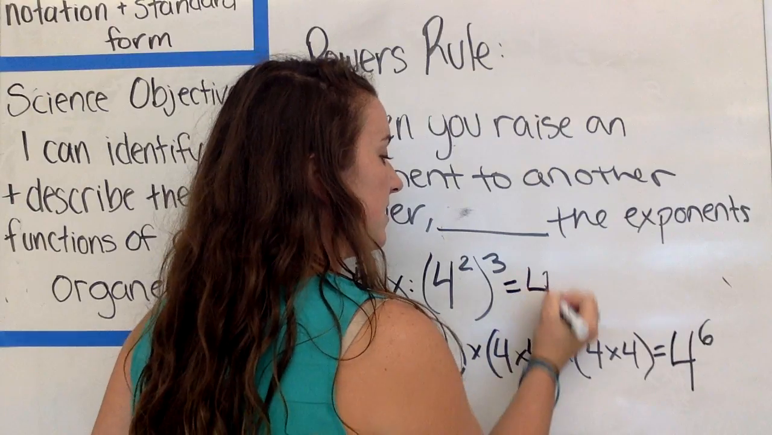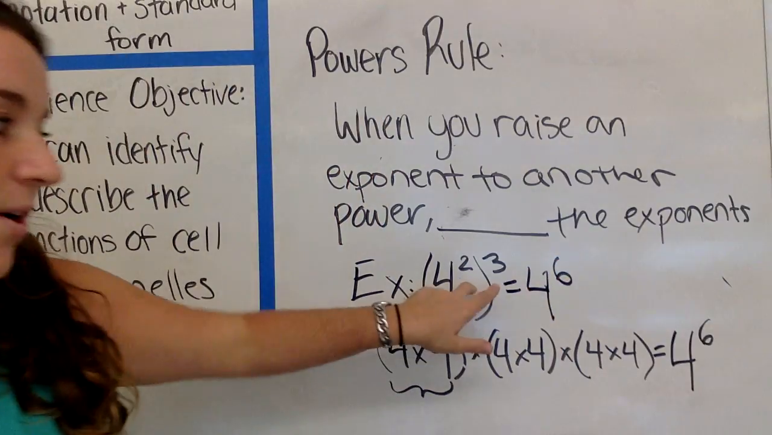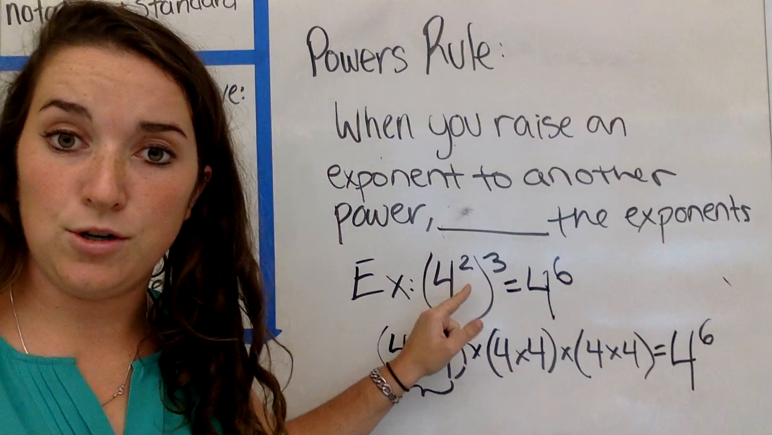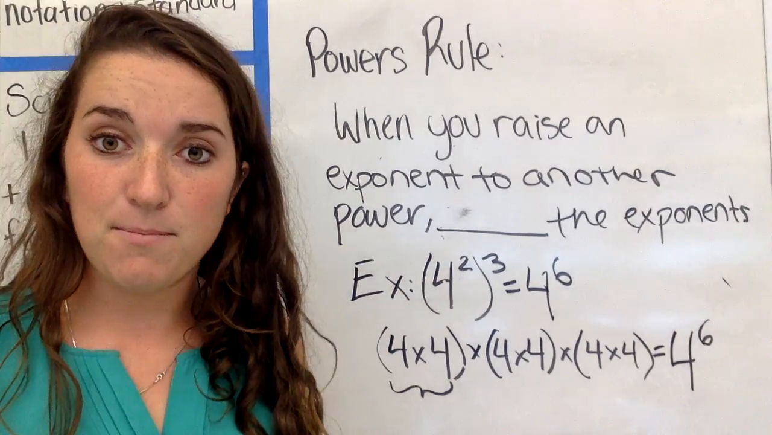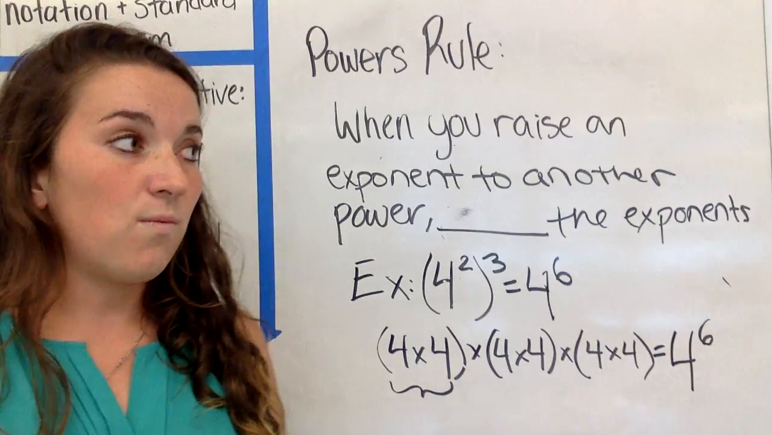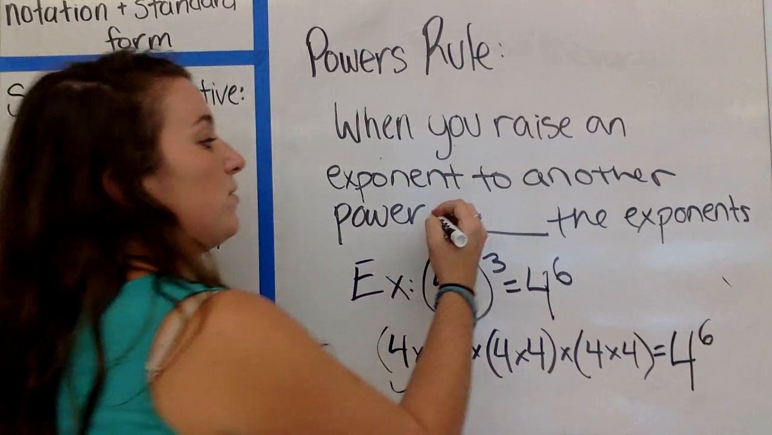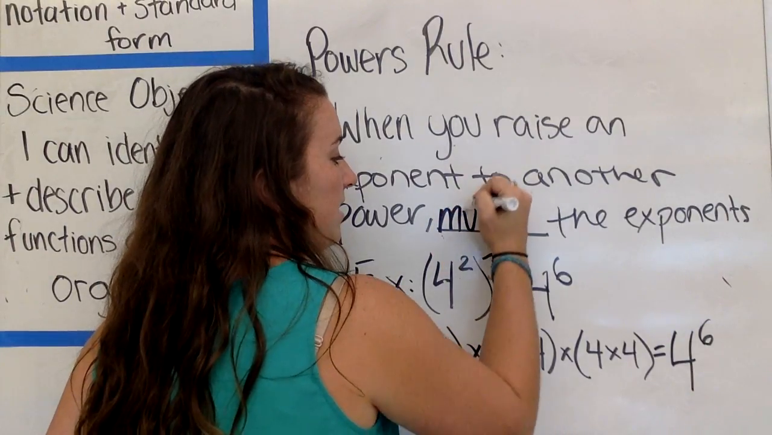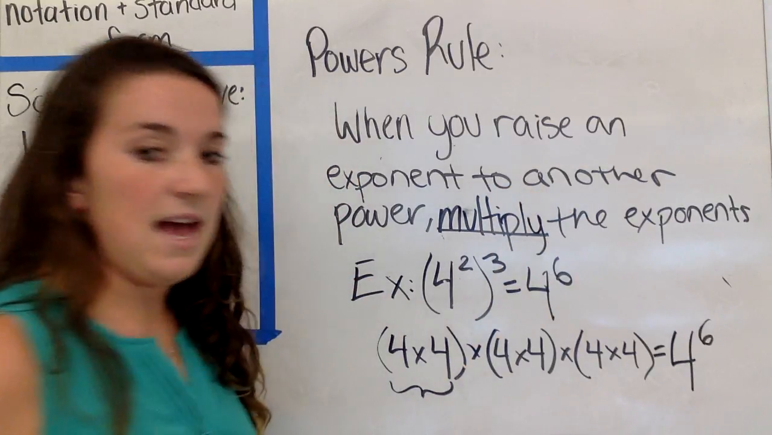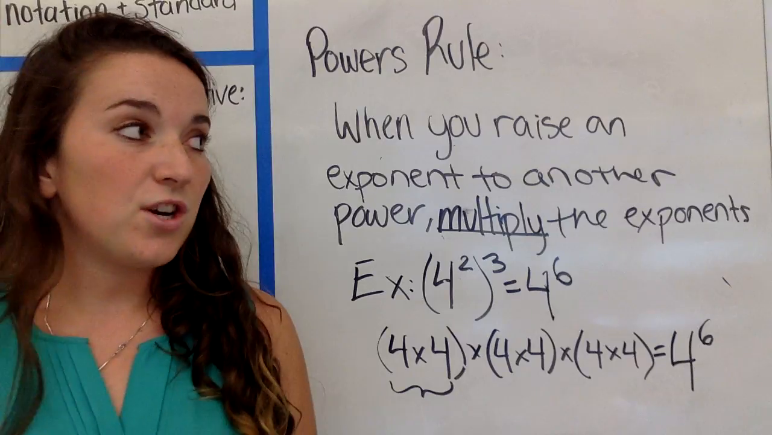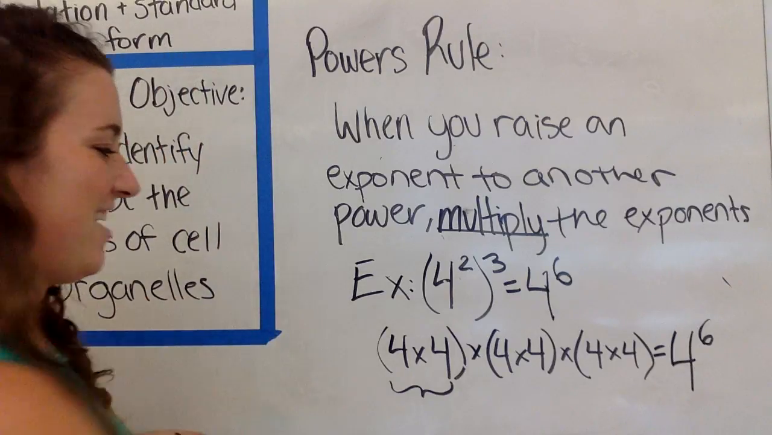So if this is the same as 4 to the 6th power, what do I need to do to my exponents? Do I add them, subtract them, divide them, multiply them? Right, when I raise an exponent to another power, I need to multiply the exponents. Make sure you have that all written down, and then I'll try another one with you guys.